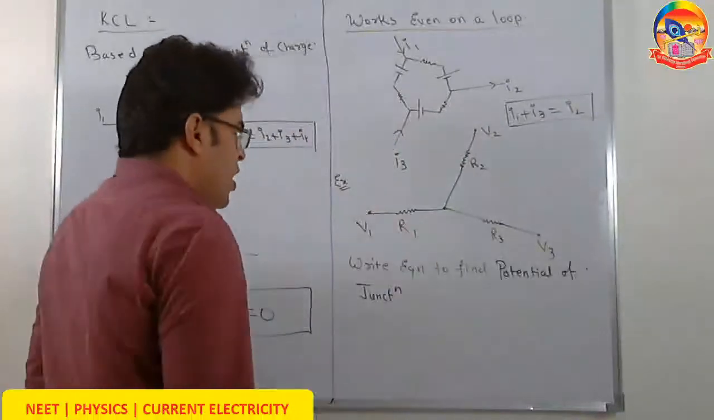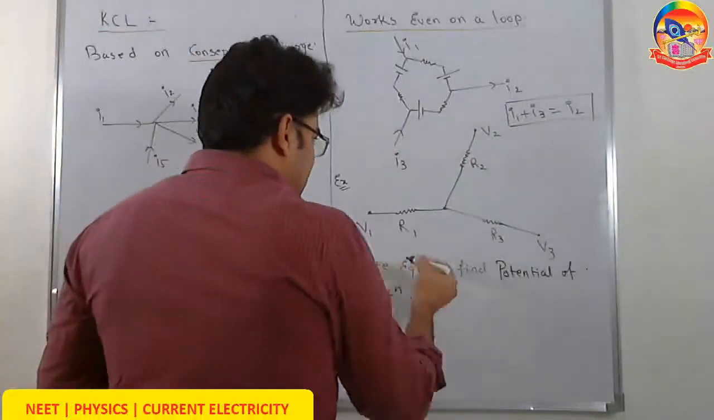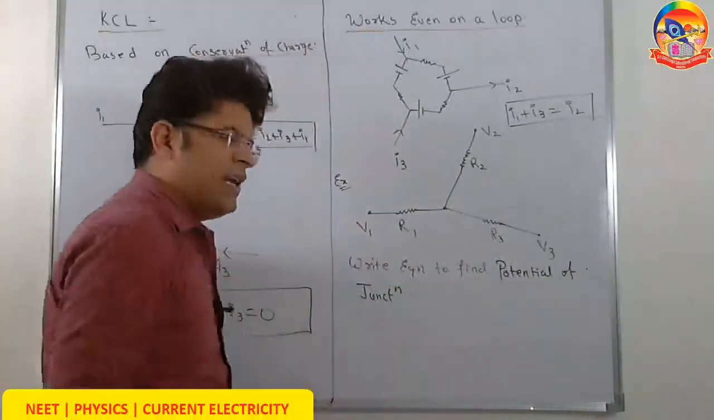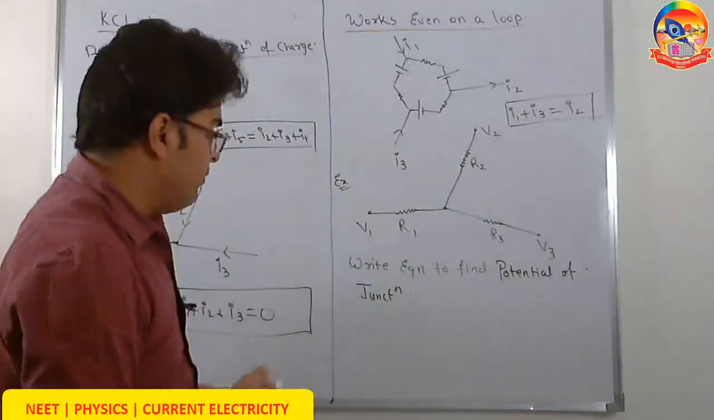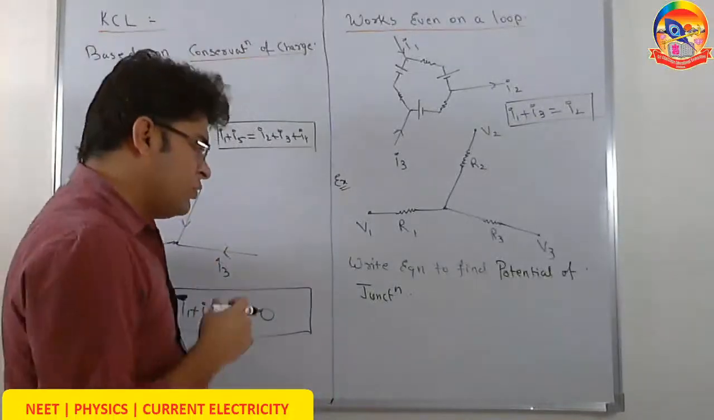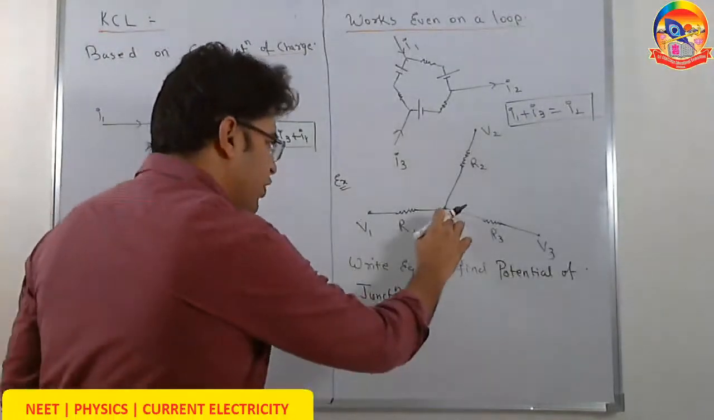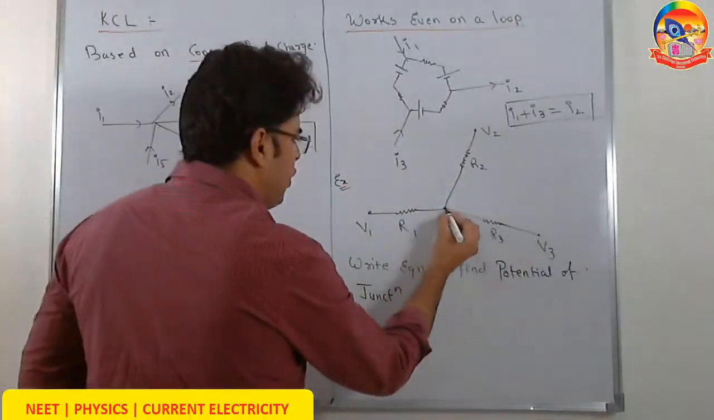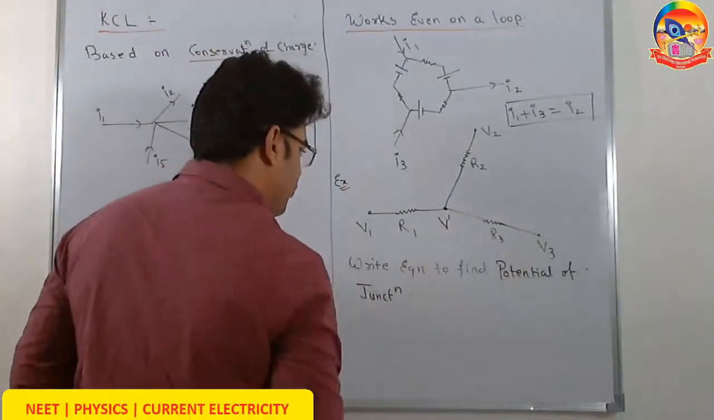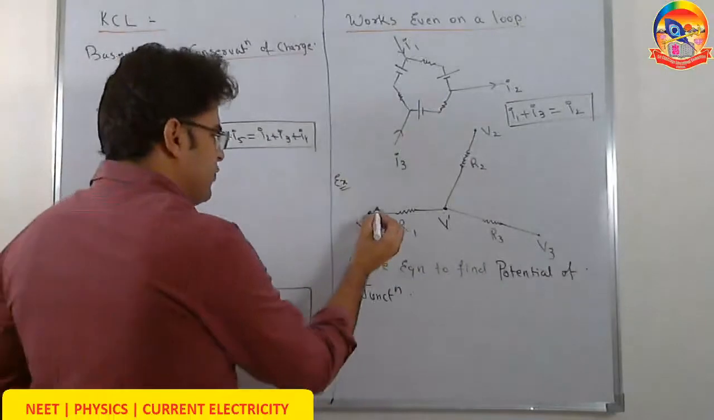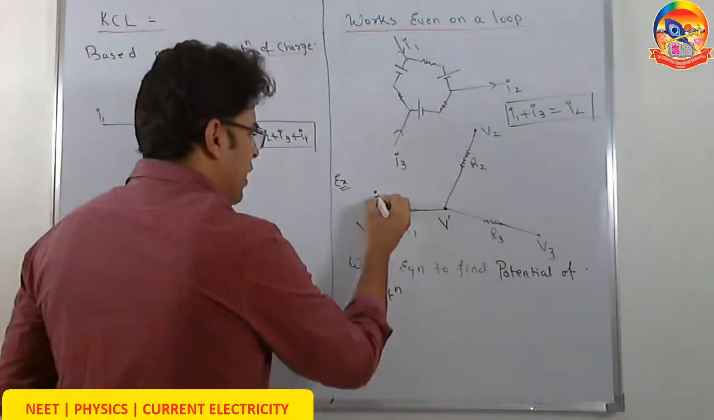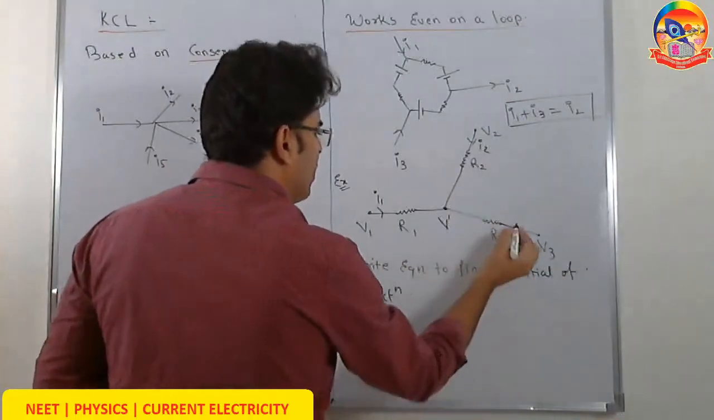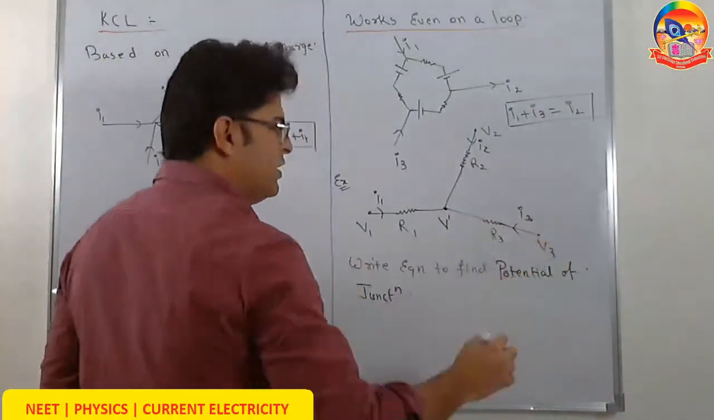Next thing here, this is an example where I have asked write equation to find the potential at junction, and this is a very common question and many variations of this get asked. So we have to write an equation to find the potential at the junction. What to do? Let's assume that the potential of junction is V dash. Okay. Now let's assume in this first wire current goes towards the junction I1. In the second wire current goes towards the junction I2. In the third wire current goes towards the junction I3.